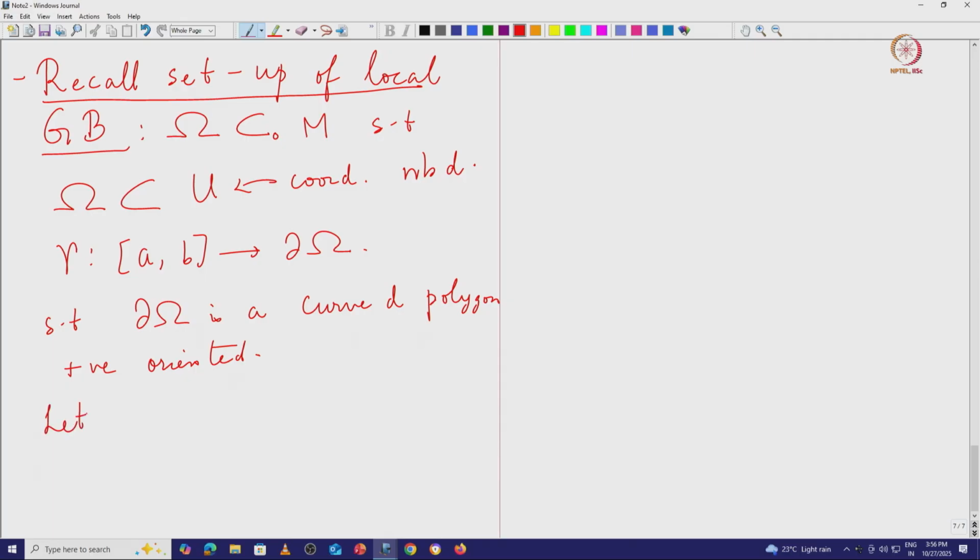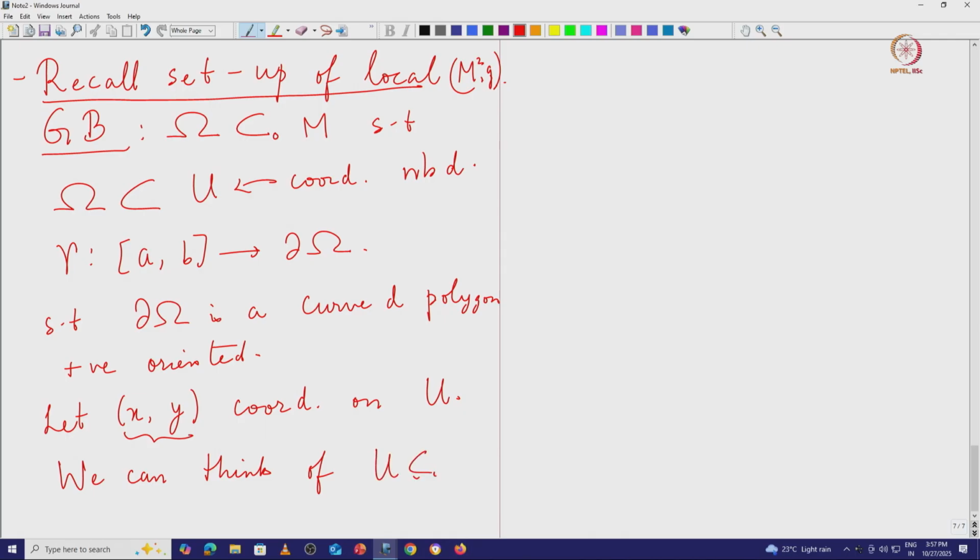So let x, y be coordinates on U. I can consider this omega to be sitting inside some open subset of R2 via these coordinates, except now the metric that I am using is an arbitrary metric G. So we are looking at this surface M2 comma G. We can think of U as an open subset of R2 with a non-standard Riemannian metric given by G. For instance in this Riemannian metric G, obviously del by del x and del by del y need not form an orthonormal frame, because otherwise your local patch would be flat.